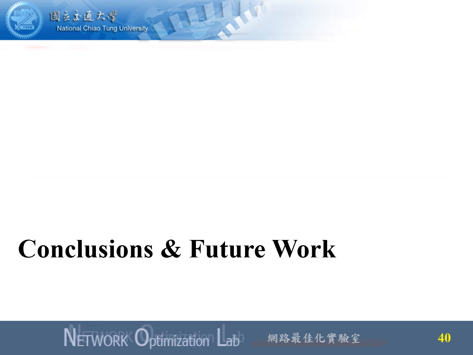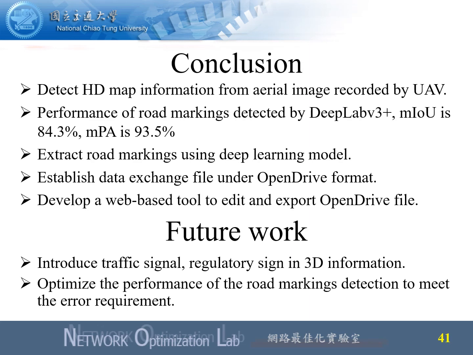In our conclusions and future work, the proposed system can detect HD map information from aerial images recorded by UAV using a deep learning model, and the OpenDrive file can be generated by a post-processing method. In our experiment, the MIOU is 84.3%, MPA is 93.5%, and the average error is 12 centimeters. And a web-based tool is developed to edit and export the OpenDrive file.